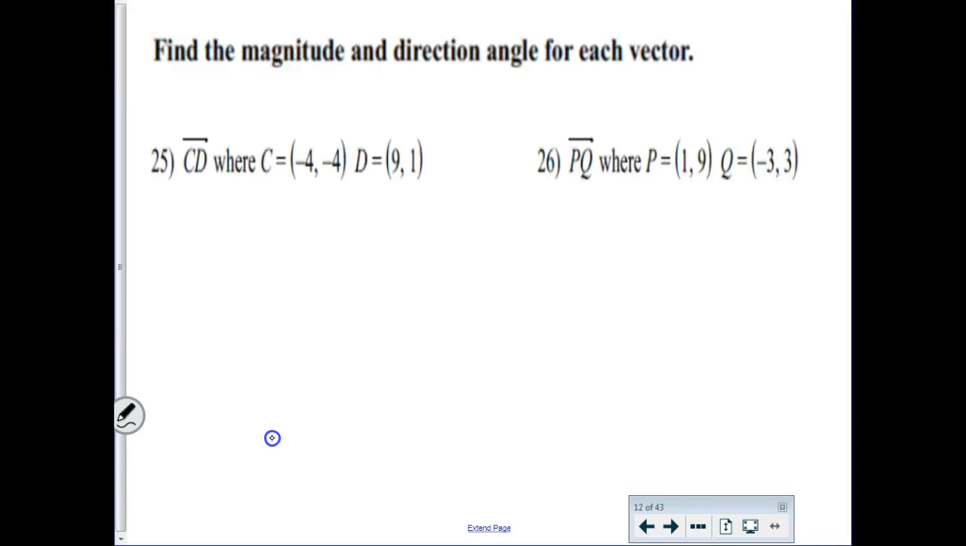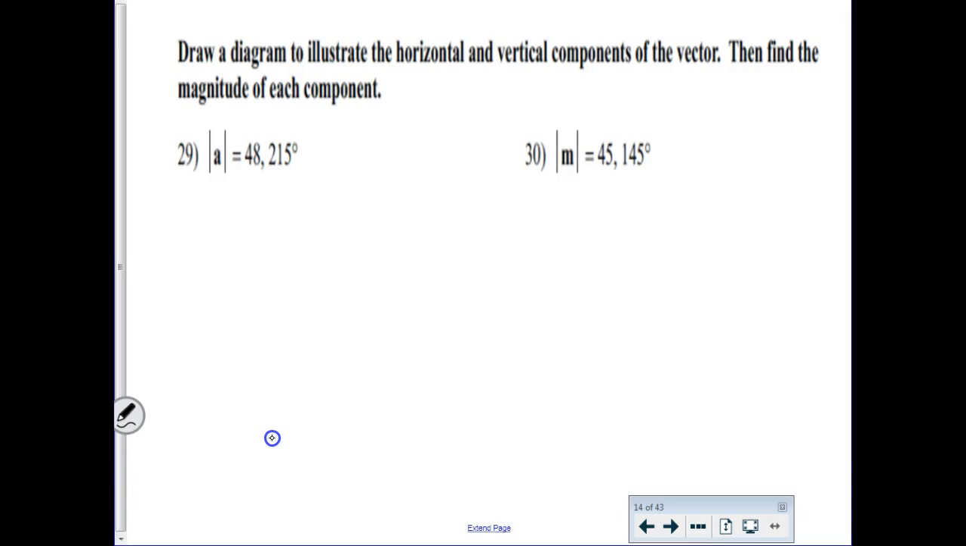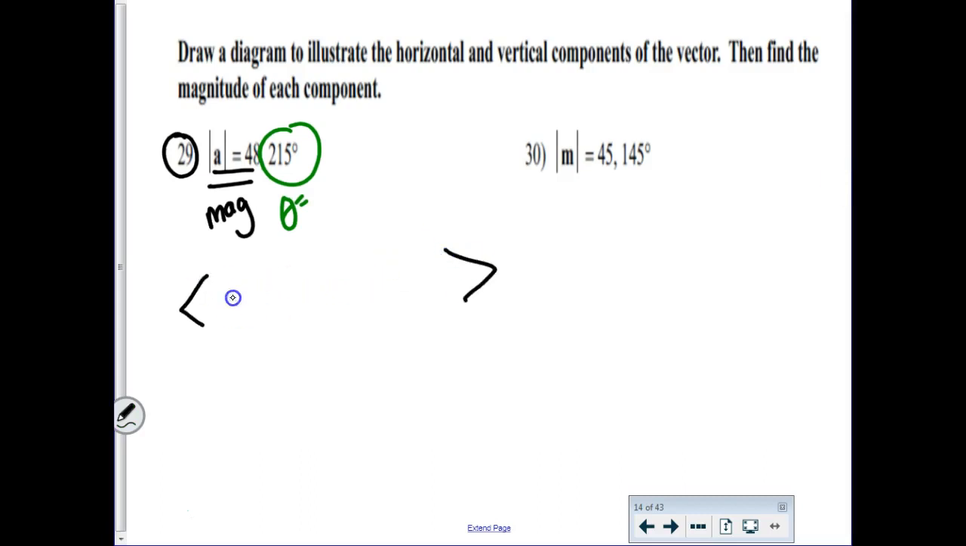All right, so next what I need you to think about is a question like, notice I'm skipping over some things. Let's look at 29. We have a magnitude of 48. And then we have an angle. They kind of wrote this one weird, but the angle is 215 degrees. And they want you to find the horizontal and vertical component. So remember how we find this? It's the magnitude, which they're calling A, times the cosine of theta, and then the magnitude times the sine of theta for the vertical component.